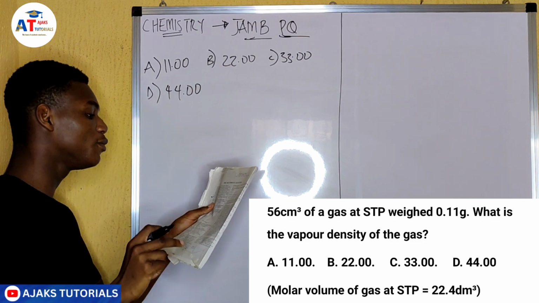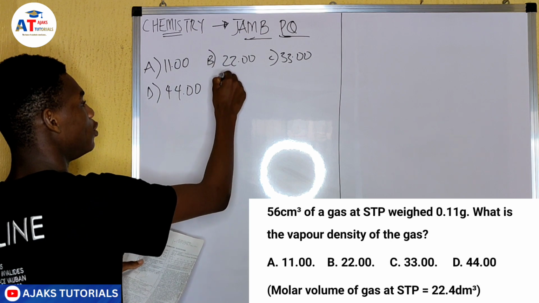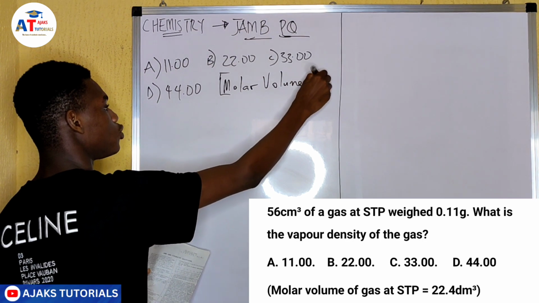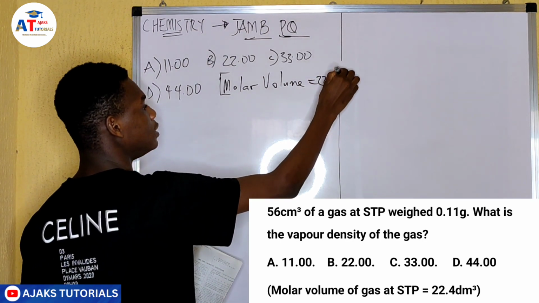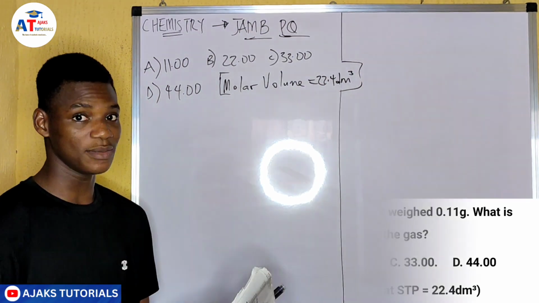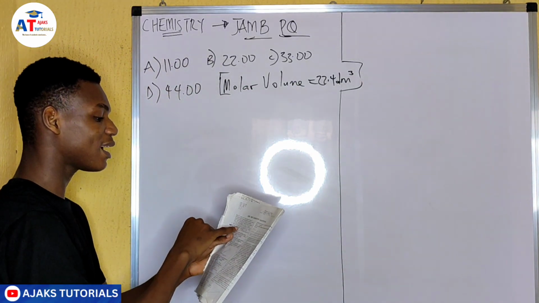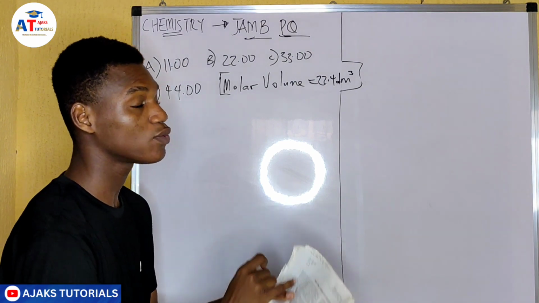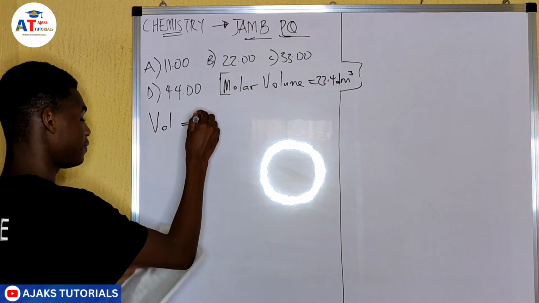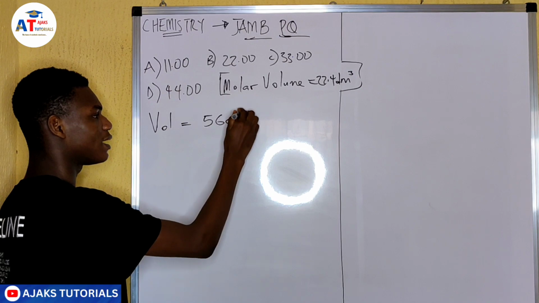It also said the molar volume of the gas at STP is 22.4 dm3. Now this is very, very simple. This is basically the mole concept. So I go again. 56 centimeter cube of a gas is weighed at 0.11 gram. So the volume of the gas is 56 centimeter cube.